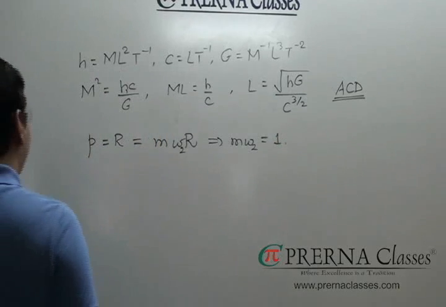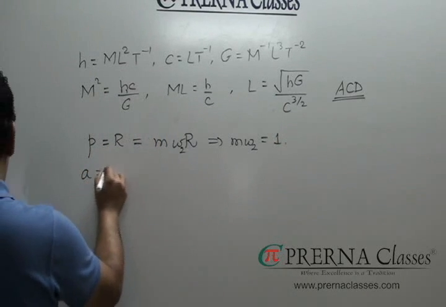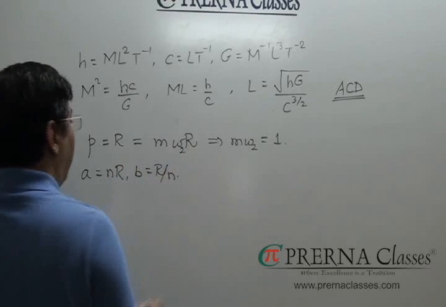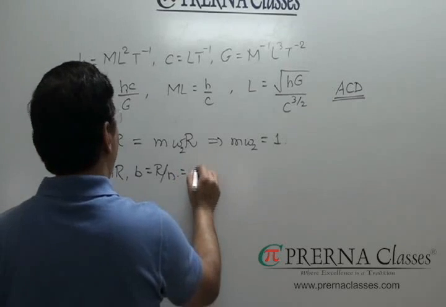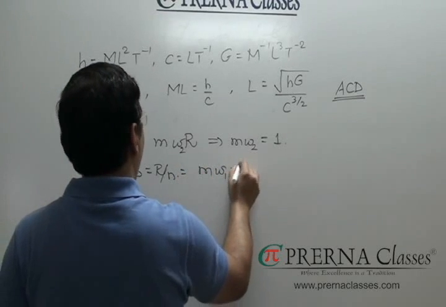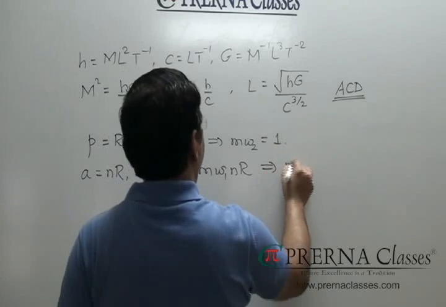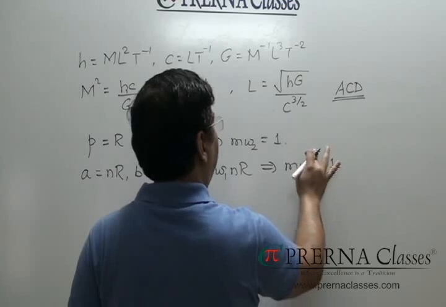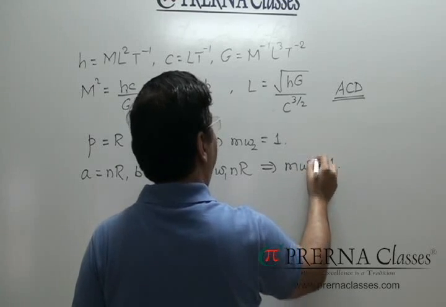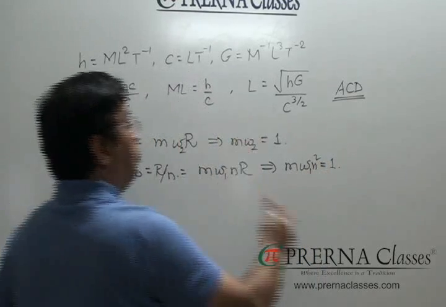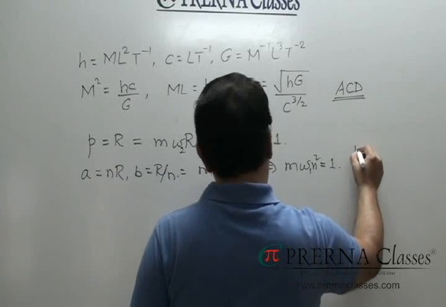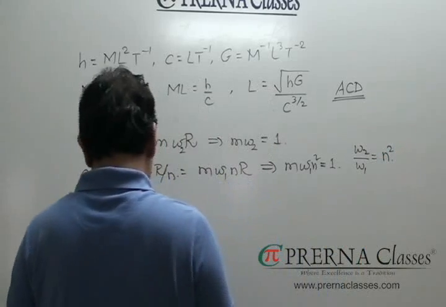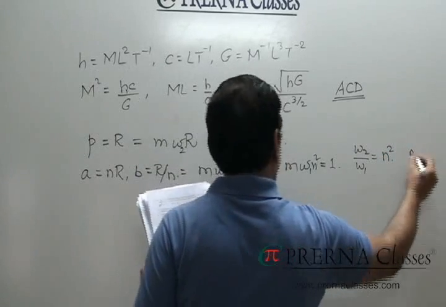As far as the first one is concerned, you have been given the information that A is equal to nr, B from which turns out to be R by N. So this B is again going to be m into omega 1 into nr, which gives us the equation that m omega 1 into n square is going to be equal to 1. Comparison of both of these directly gives us that omega 2 by omega 1 is going to be n square, which is what we had as option B.